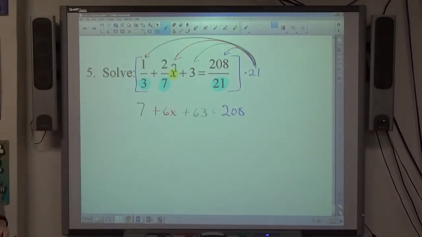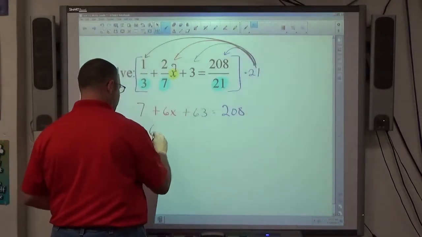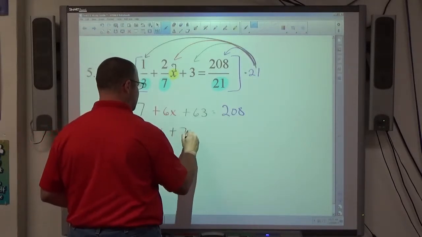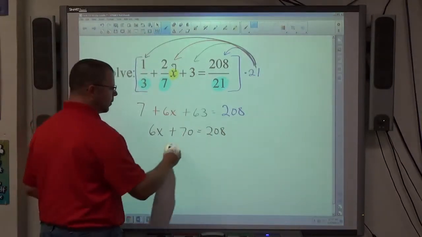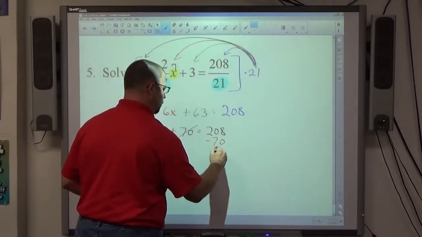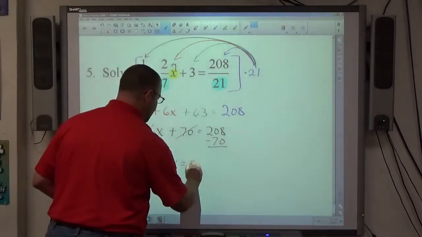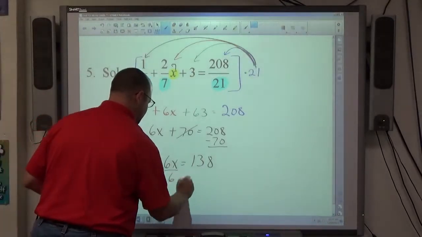You're left with a non-fraction equation, it's easier to solve. If you want to get like terms dealt with, 6x is fine, 7 and 63 makes 70. So 6x plus 70 is equal to 208. Move the 70 to the other side. 208 minus 70 is 138. And then we simply divide both sides by 6.